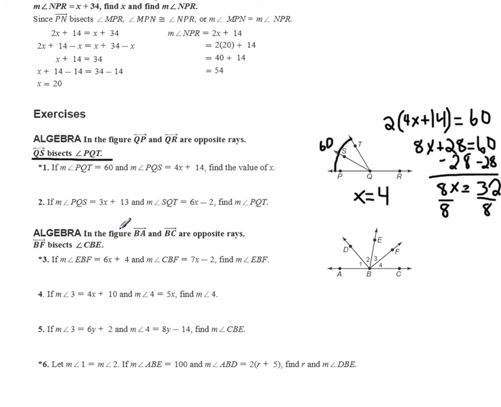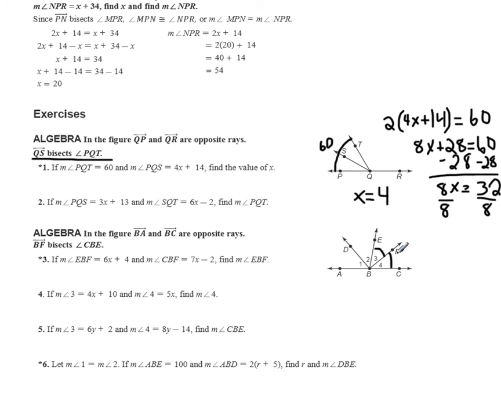Number 3. Let's read the directions in the figure. Rays BA and BC are opposite rays. Ray BF bisects CBE. So this angle here and this angle here are congruent. They're equal. If EBF equals 6x plus 4 and CBF equals 7x minus 2, find EBF.